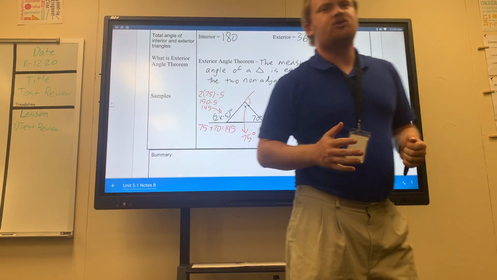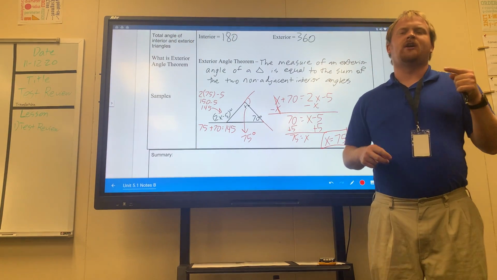So one of the things we got to make sure is that the exterior angle adds up to the two non-adjacent angles.